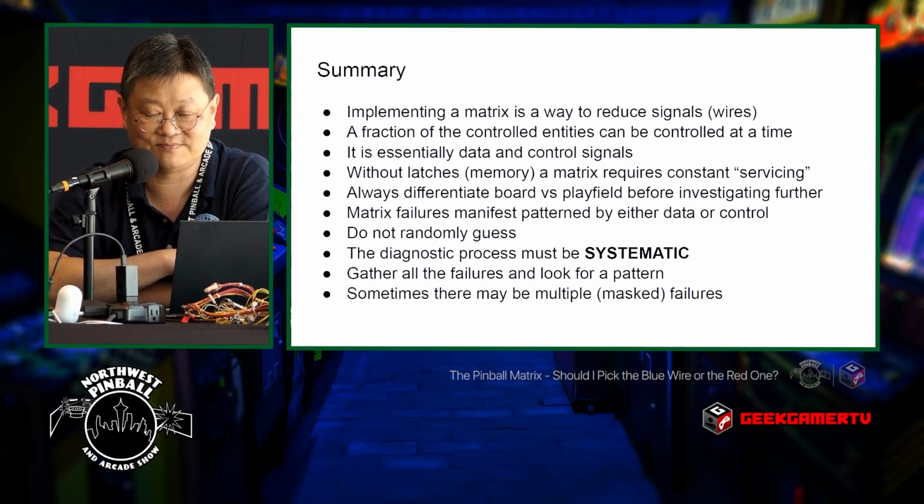Switch matrix problems are common. They do fail. ULN2803s fail. People work on their switch matrix with the power on and short solenoid voltage. It's been done before, done again. So always be systematic about it. I can't emphasize that enough.